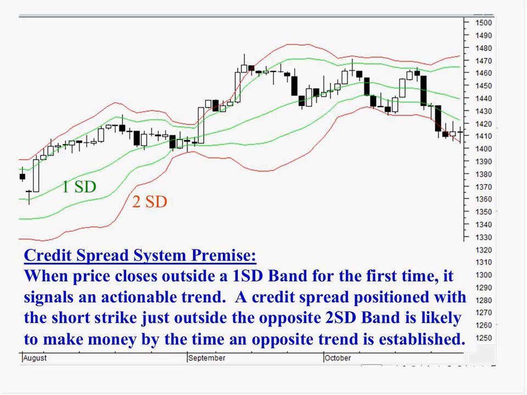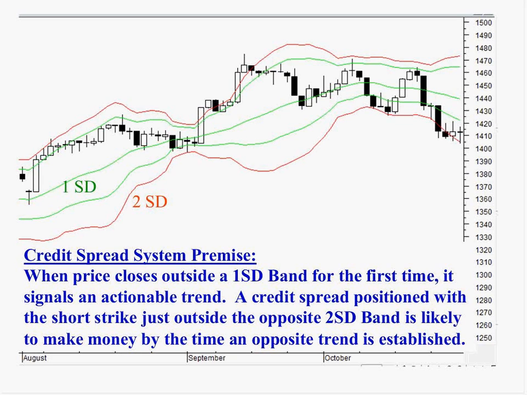Okay, here it goes. When price closes outside of that 1 SD band for the first time since it closed the other way, it signals an actionable trend breakout. I'm throwing breakout there. Then a credit spread with the short strike just outside the opposite 2 standard deviation band, to make money by the time an opposite trend is established. I know it's a mouthful, but here, let me just show you.